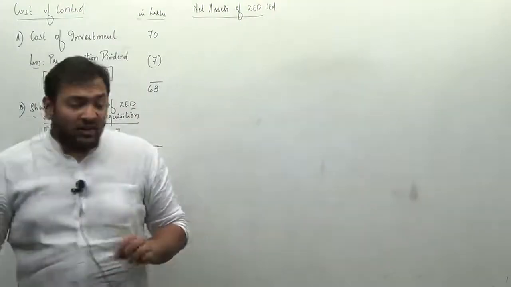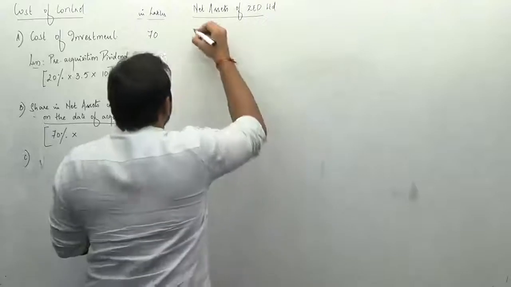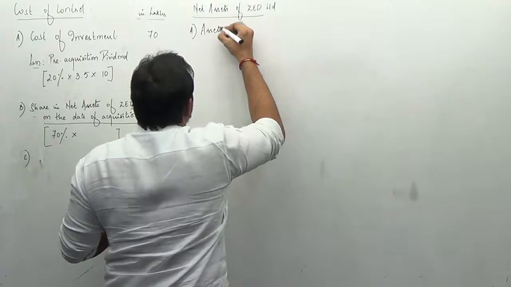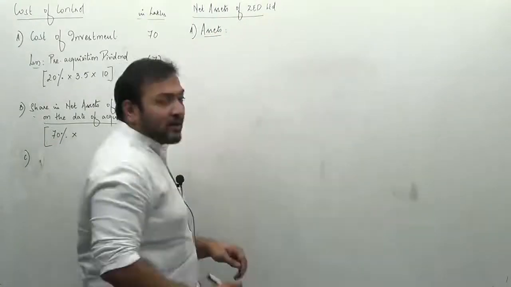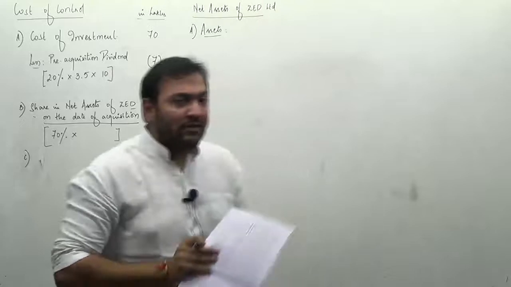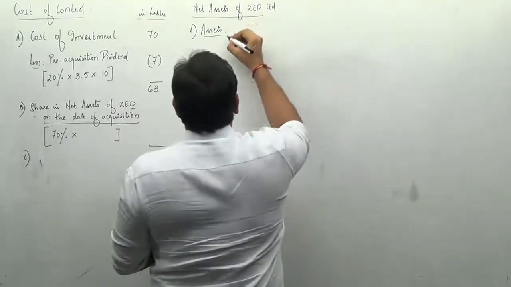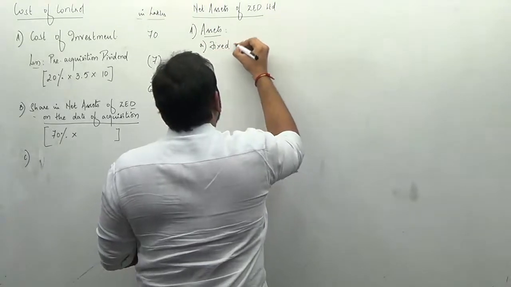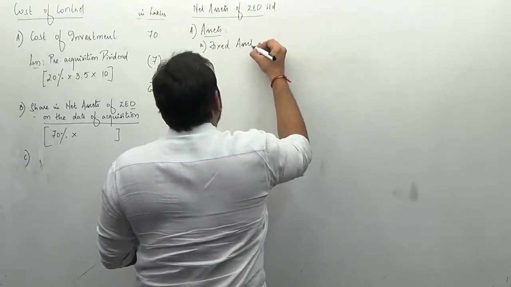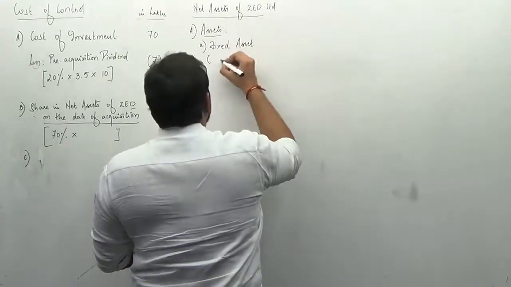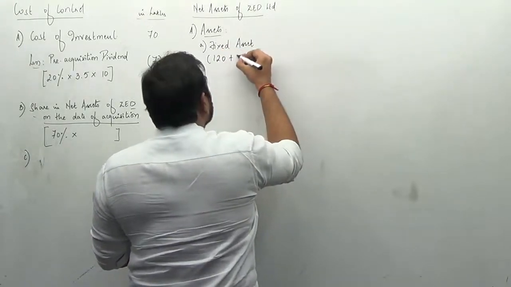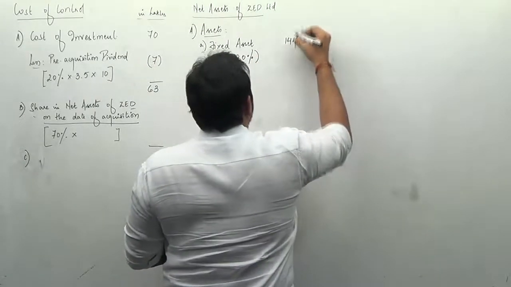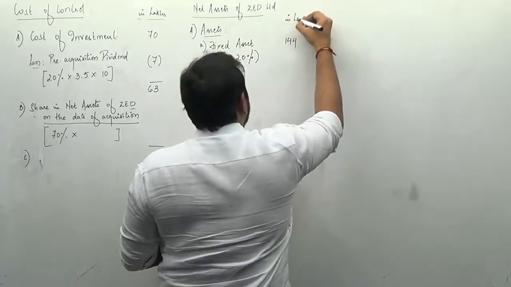We need to consider the revaluations as well. So consider one by one. To calculate your net assets, I'll start with assets. Assets minus outside liabilities. Take one by one asset. First asset is the fixed asset. 20% revaluation. So 120 is the book value plus 20% revaluation. This will give us 144. I'm writing everything in lakhs again.